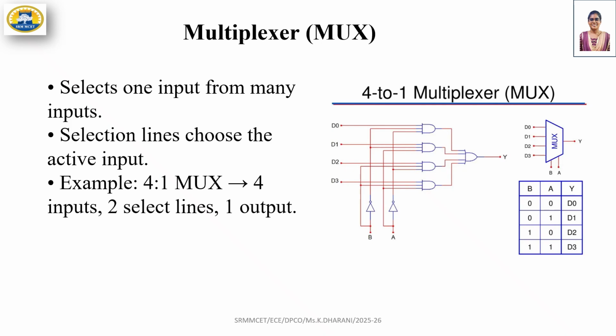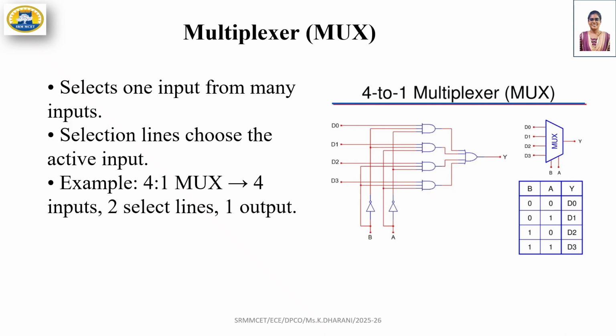For example, if S1 and S0 are equal to 10, then the input I2 is routed to the output. Now the real-time examples. It is used in communication systems to send one of many signals over a single line. For example, voice data switching.